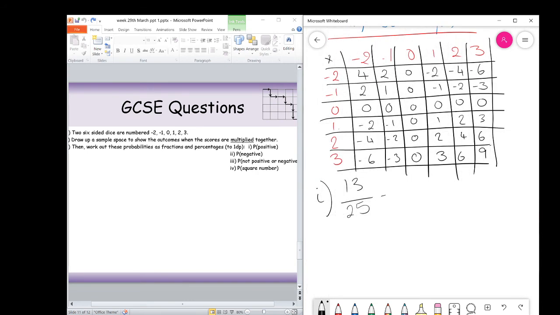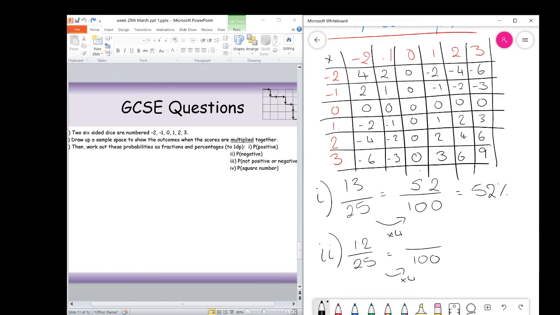Oh, and we want to turn that then into a percentage. So to turn it into a percentage, it has to be over 100. So that means I've got to times by 4, because 25 goes into 100 4 times. So 3 times 4 is 12, so 2, carry the 1 in my head. 1 times 4 is 4, plus the 1 is 5, so that's 52 over 100, which is 52%. Right. Part 2, negative. Okay, so 1, 2, 3, 4, 5, 6, 7, 8, 9, 10, 11, 12. So 12 out of the 25 are negative. Again, turning it, so times by 4, 12 4's 48.